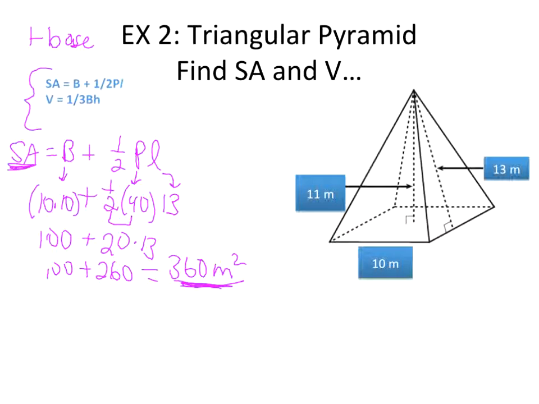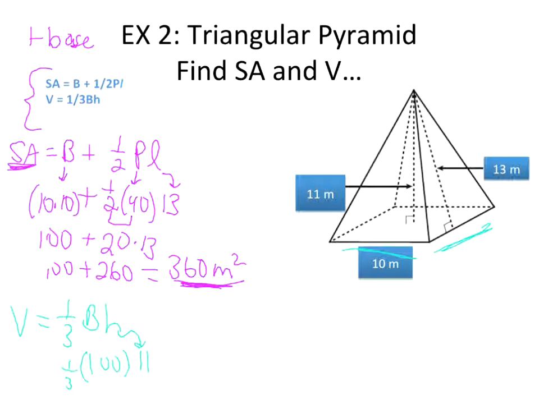Now we're going to try volume. So I'm going to switch colors. So it's 1/3 big B. So big B again is the area of the base. The area of my base is just 10 times 10, so that's 100. And this time it wants H. It wants your real H, not your slant height, your regular H. That would be the 11.